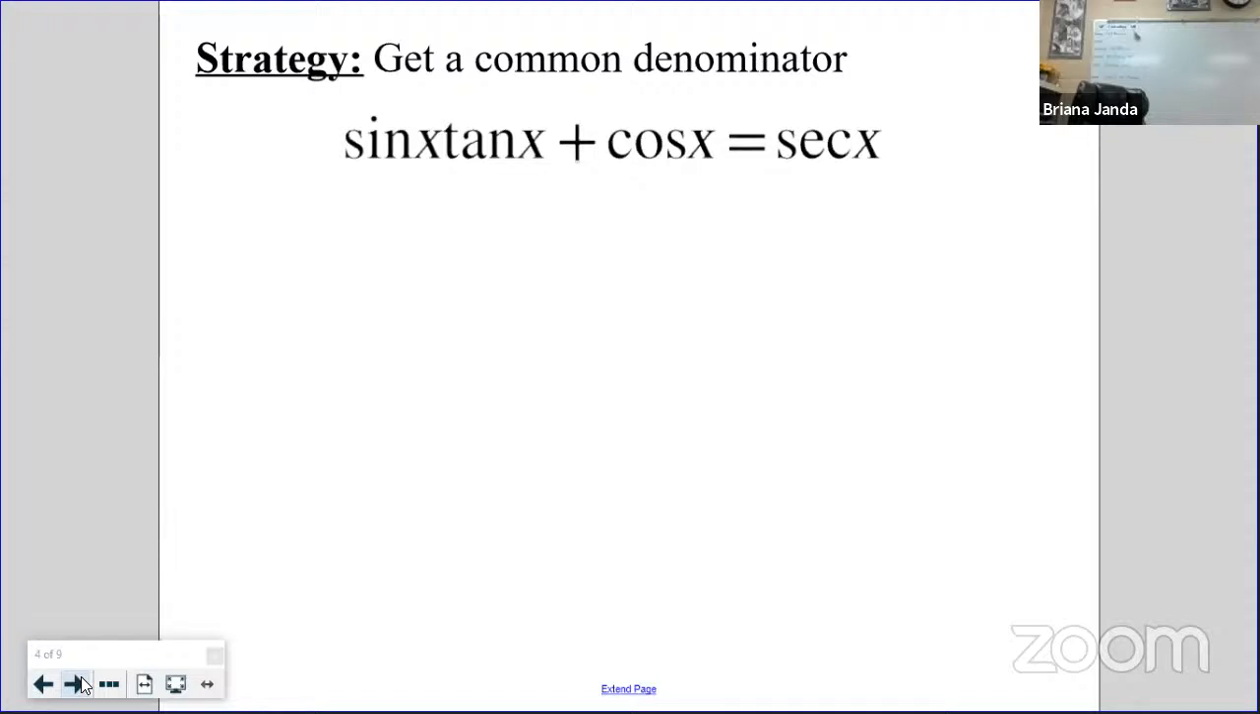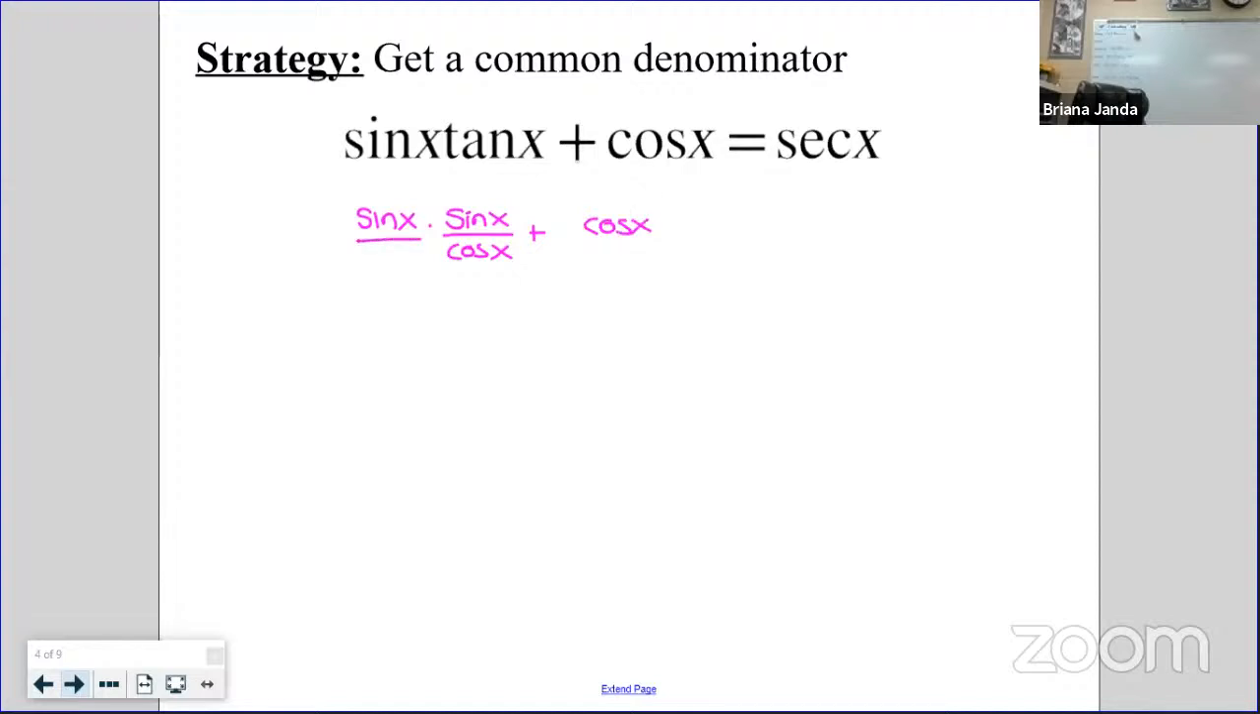And again, we got an intro to common denominator yesterday on our assignment, on our check for understanding. But just to reiterate that technique, it comes after switching to sines and cosines, and then we have fractions. So if I start this by turning to sines and cosines, tangent is sine of x over cosine of x.